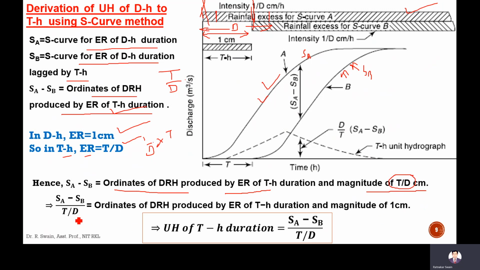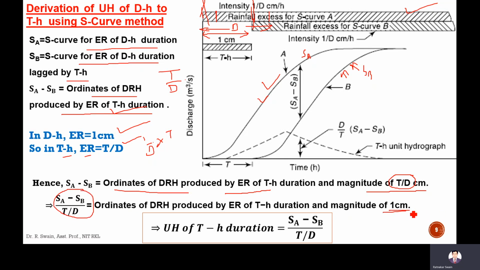So for 1 cm, ordinates of DRH produced by excess rainfall of t hour duration and magnitude of 1 cm will be (SA minus SB) divided by t by T. Okay, so for t by d cm, it is SA minus SB. For 1 cm, it is SA minus SB divided by t by T.